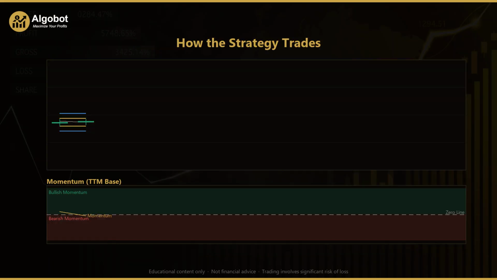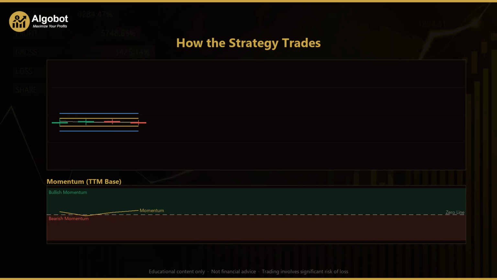Now let's bring the strategy to life on this illustrative EURUSD chart. On the price panel, you can see two envelopes. The gold lines are the Bollinger Bands, and the blue lines are the Keltner Channel. Below price, the gold line in the subpanel is the momentum oscillator, with a dashed zero line separating bullish momentum above from bearish momentum below.